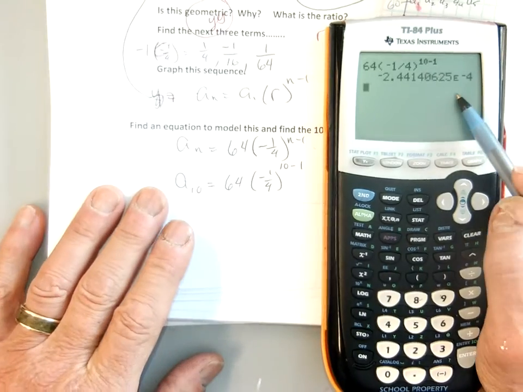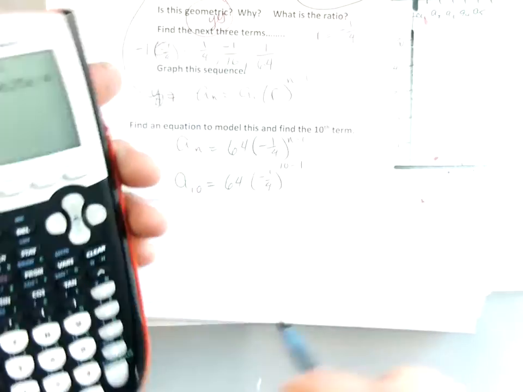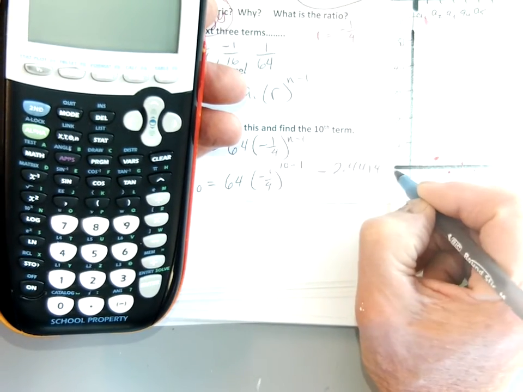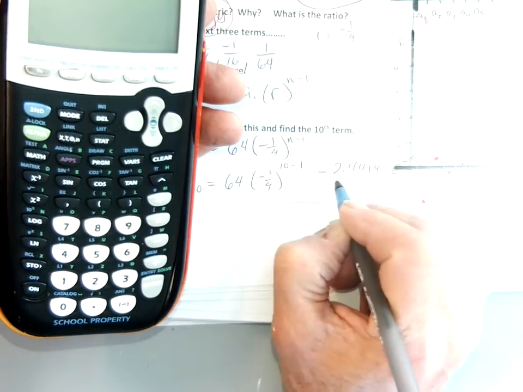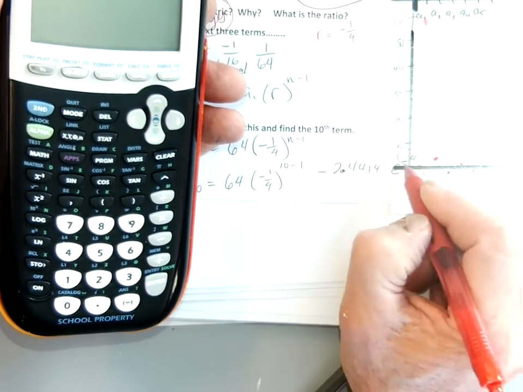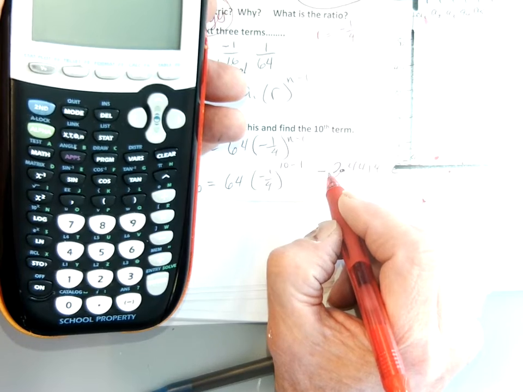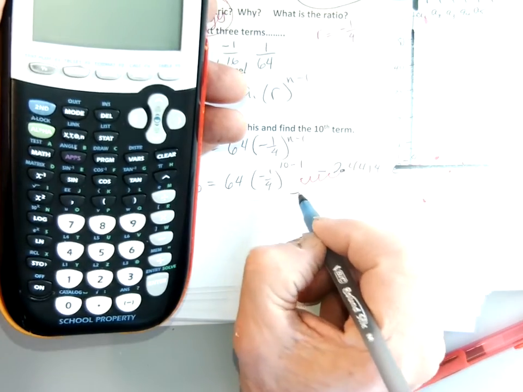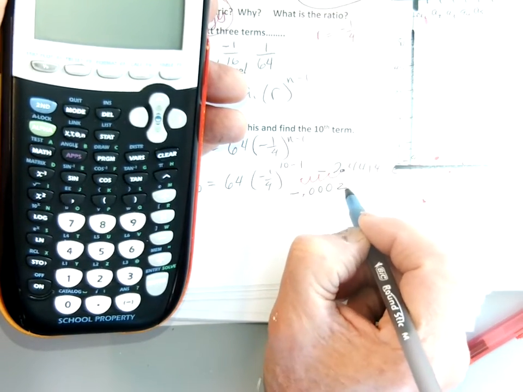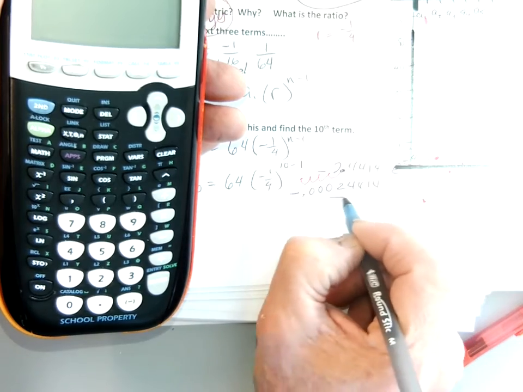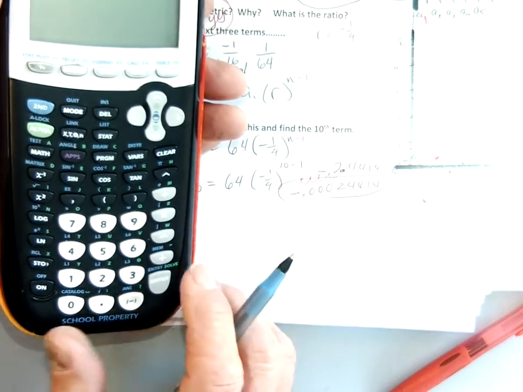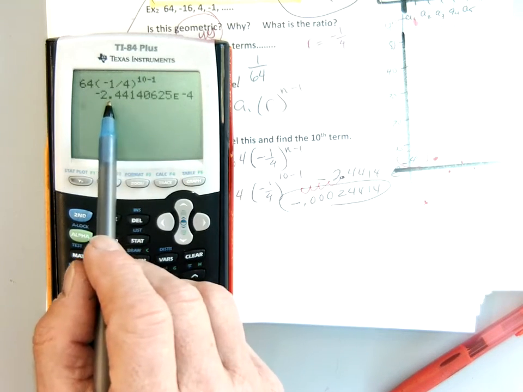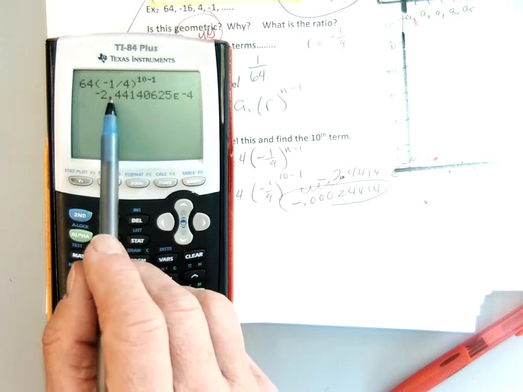And I see this e. What's this e negative 4 mean? Well, I get this negative 2.4414e negative 4. It means take my decimal and move it 1, 2, 3, 4. So my answer is negative 0.0002414. That's my e. E negative 4, my calculator's trying to say move that decimal. See this e negative 4? Move it 1, 2, 3, 4.